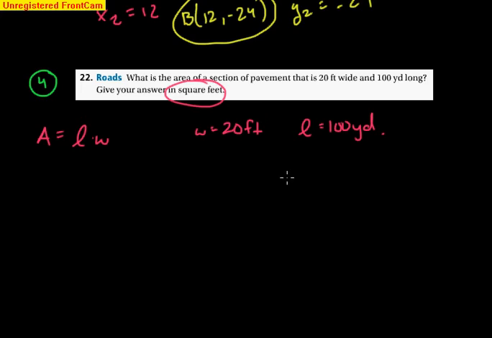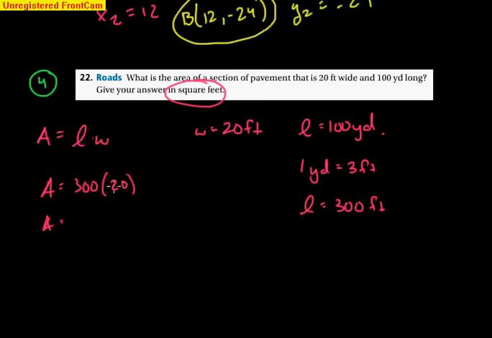So this 100 yards, you need to convert. Well, 1 yard is 3 feet. So if I have 100 yards, that's 1 times 100. So to get the number of feet in that yard, I have to do 3 times 100. So the length we need to use is 300 feet. There's 300 feet in 100 yards. Now I can come back over here and use my equation. The length is 300. The width is 20. So the area is 6,000 feet squared.